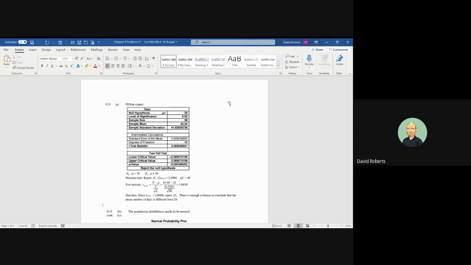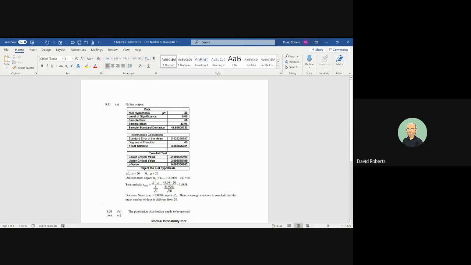We go through the calculations, finding the t-test statistic and the critical values, but what's really important is the p-value. The p-value in this case is very low, 0.0003. And if the p-value is less than the level of significance, which it is in this case, 0.0003 is well below 0.05, we reject the null hypothesis. So there is enough evidence to conclude that the mean number of days is different from 20.